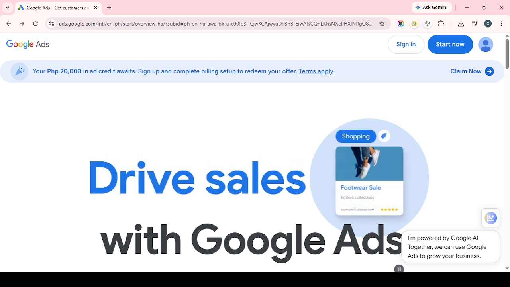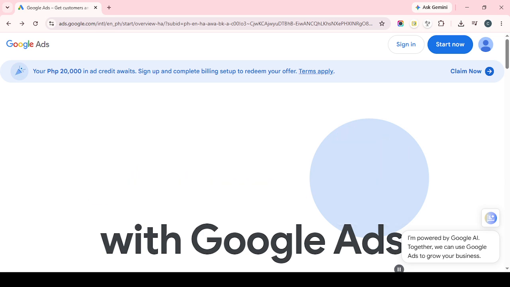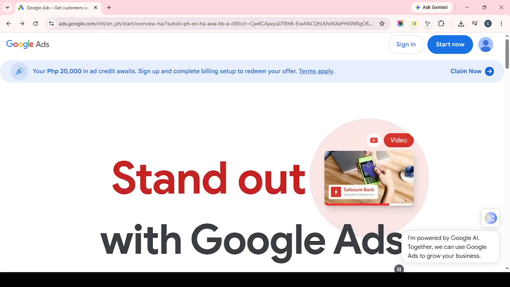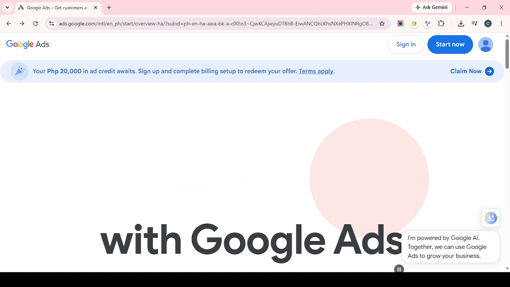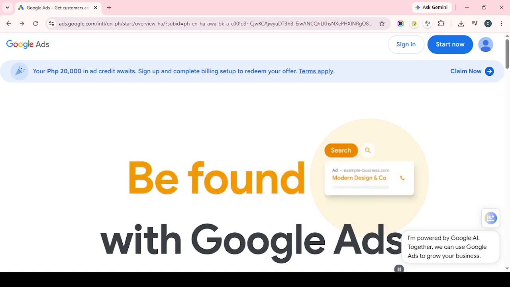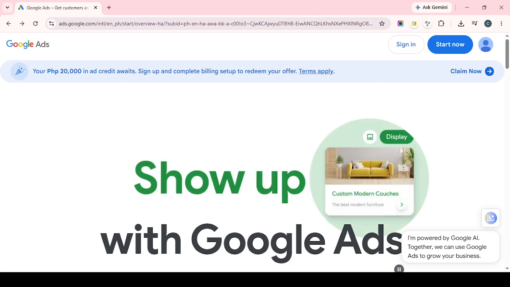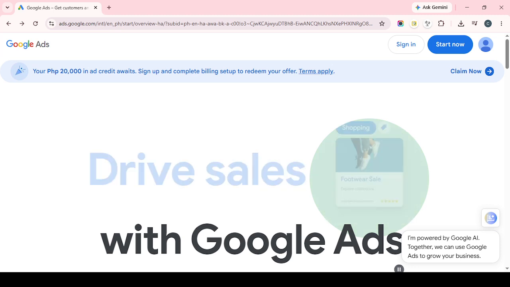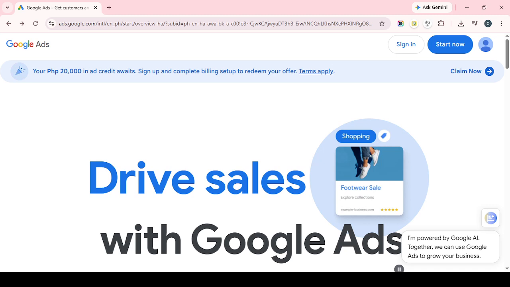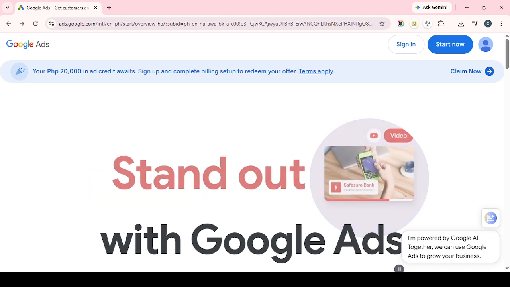Beyond load time, your landing page should include a clear call to action so people know exactly what to do next. Whether the goal is to sign up, request information, or make a purchase, the next step should be obvious and easy to follow. It's also important that the content on the page directly matches the promise of the ad. If your ad talks about a specific product, service, or benefit, the landing page should continue that same message without forcing the visitor to search for it. Consistency builds confidence and reduces drop-off.